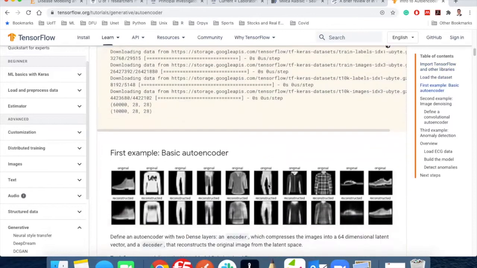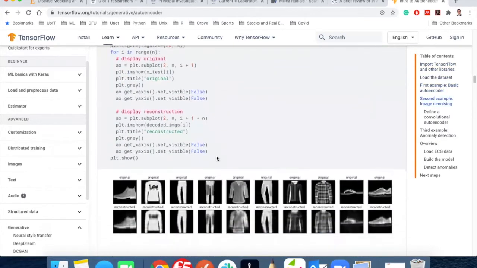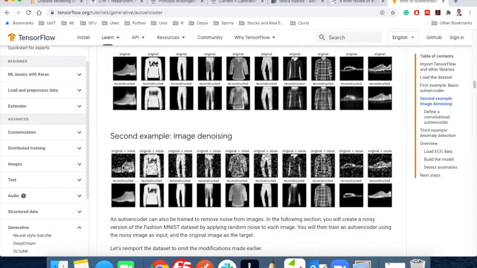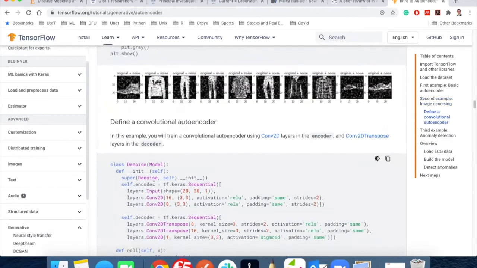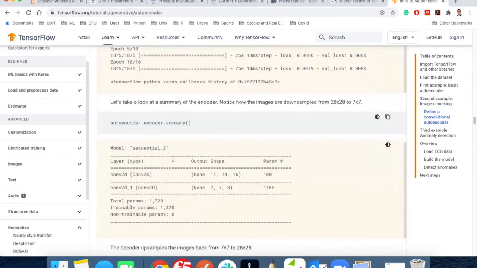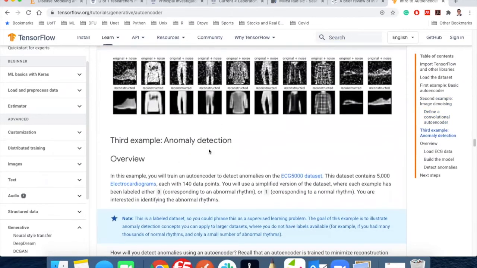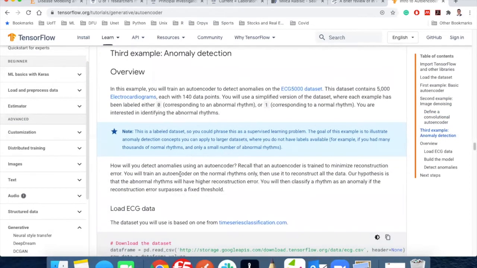So it gives examples with the code: the basic autoencoder as we discussed, and moving on, this second example is the denoising autoencoder as I explained. So we have a noisy input, and the output is a non-noisy output. It provides all the code to create this autoencoder, the convolutional autoencoder, and then here, anomaly detection. So I think Stefan is, if I'm not wrong, doing anomaly detection. So it gives an example of how autoencoders can be used for anomaly detection.